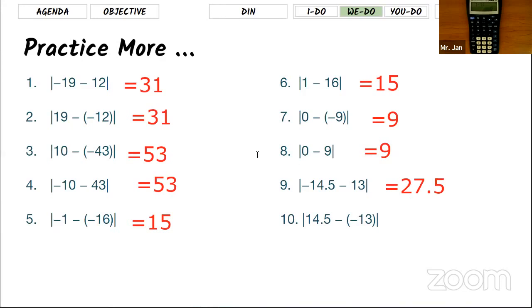Let's double check. The first number is 14.5. Let me clear this out. 14.5 minus, okay, minus -13. After the minus, you're going to see a different dash. It's a smaller dash. Did you see this? It's a negative sign, and it's 13. When you hit enter, you're going to end up with the same result. Thank you so much.